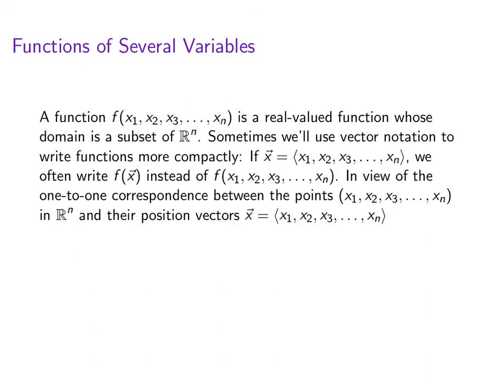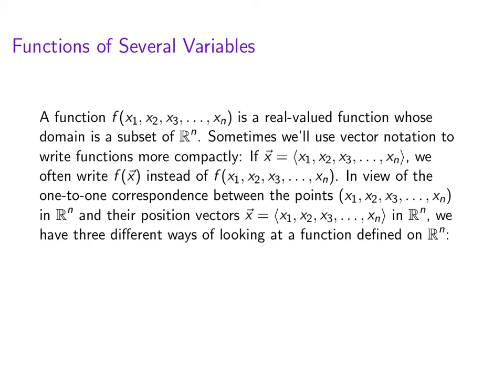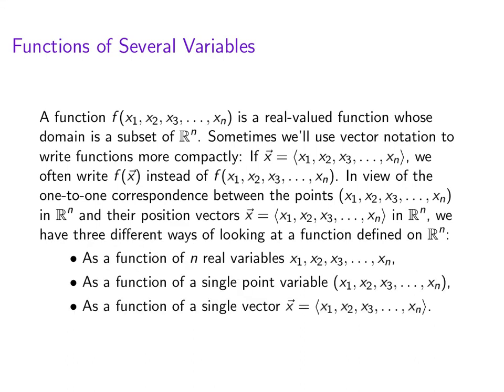And because we have a very nice one-to-one correspondence between points and vectors, we have different ways of looking at a function defined on Rn. There's a function of n real variables. There's a function of a single point variable. Or there's a function of a single vector. And all three of these will be used from time to time in different ways.